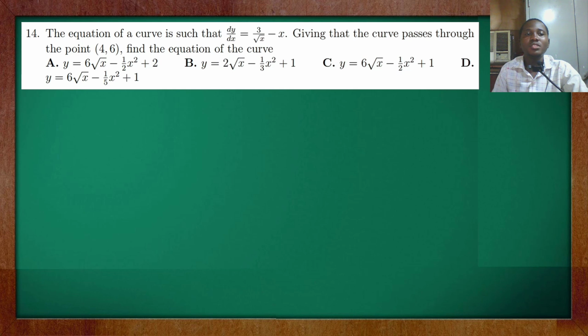In this question, they said the equation of a curve is such that dy dx is equal to 3 over square root of x minus x. Given that the curve passes through the point (4, 6), we have to find the equation of the curve. I know that the equation of a curve will always be y equals a function of x, right? And here I'm given my dy dx to be equal to 3 over square root of x minus x.